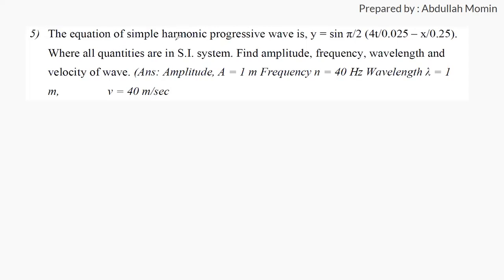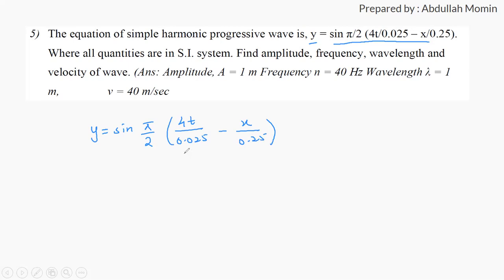Next, the equation of a simple harmonic progressive wave is given by y is equal to sine pi by 2 into (4t upon 0.025 minus x upon 0.25), where all quantities are in SI units. So we need 2 here.